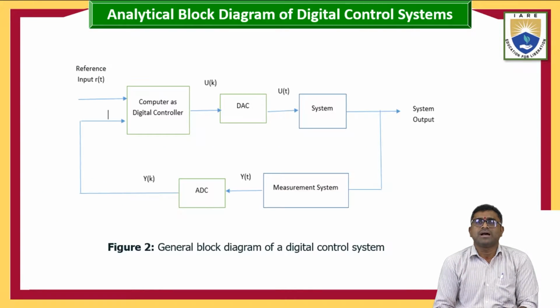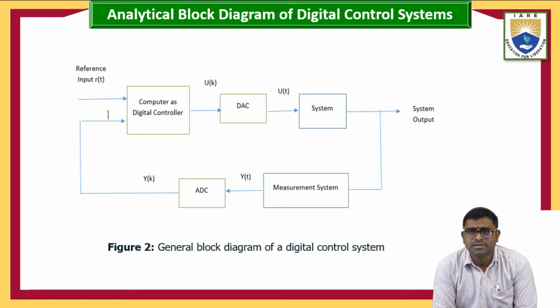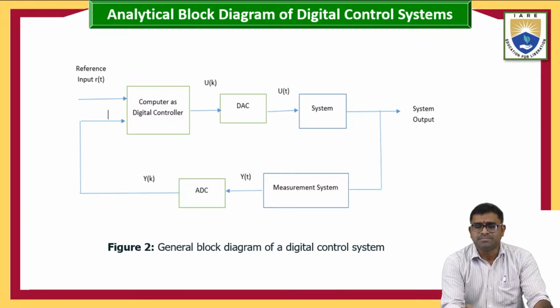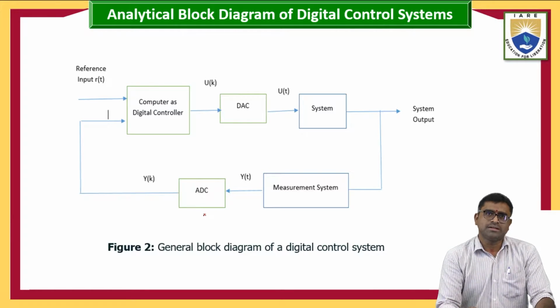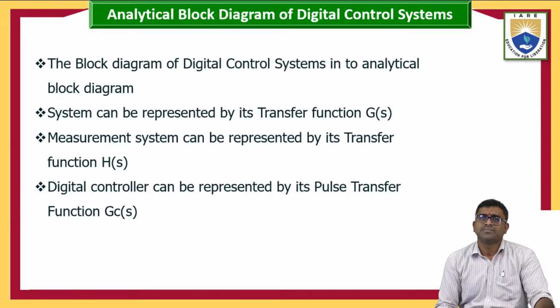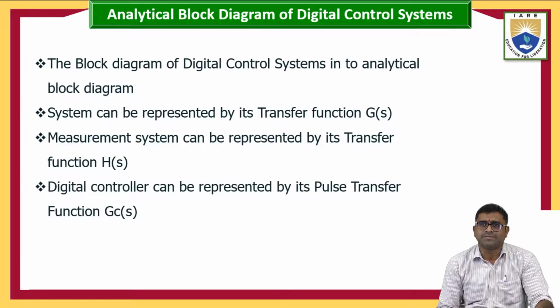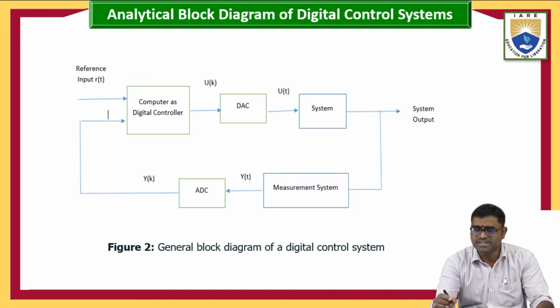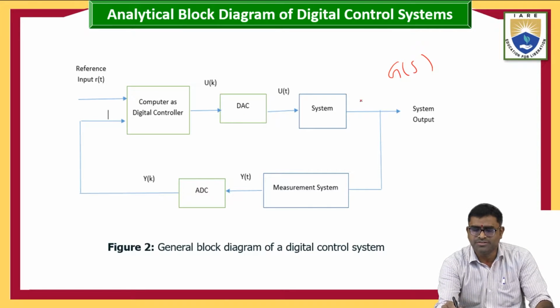This is the block diagram of the digital control system, which I already explained last class. We have the computer as a digital controller, and a digital to analog converter system, with the feedback of the measuring system, and the ADC, the analog to digital converter, given as feedback to the computer. Now we are going to take the system representation with transfer functions. The system transfer function I am taking as G of S.